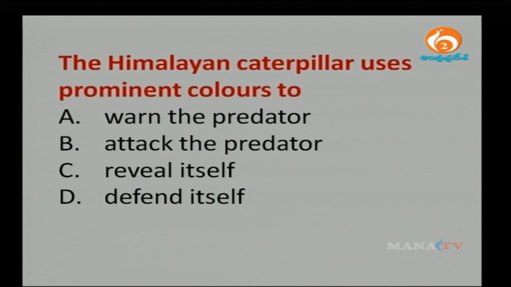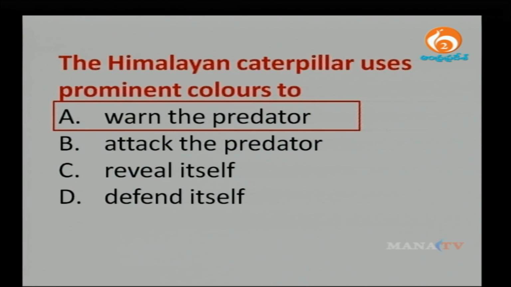The Himalayan caterpillar uses prominent colors to warn the predator, attack the predator, reveal itself, or defend itself. So it's meant to warn: please don't eat me. If you eat me, I will taste bad. So next time the bird will not eat any such caterpillar. Those colors are like a warning. That's why A is the correct answer. The Himalayan caterpillar uses prominent colors to warn the predator.